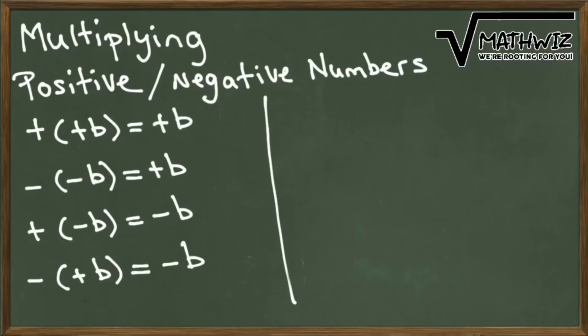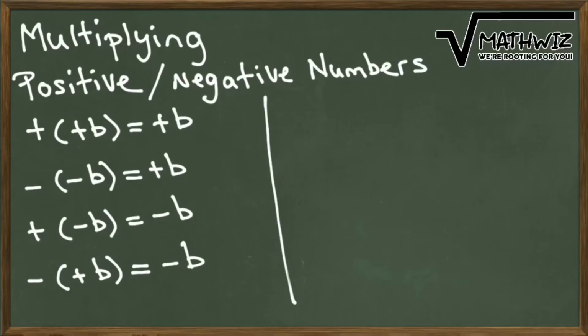All right, so we're in the last part of multiplying our positive and negative numbers. And so part 2, we would have dealt with what do you do if you have a number on the outside of a bracket. And today we're going to look at what if it's just a sign on the outside of a bracket. Okay, so here goes the rule.